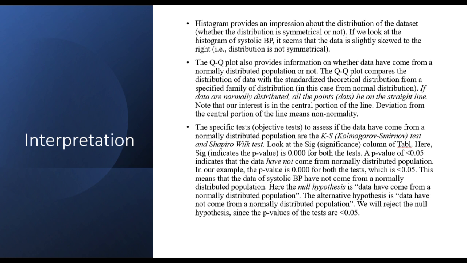In our example, the p-value is 0.000 for both the tests, which is less than 0.05. This means that the data of systolic BP have not come from a normally distributed population. Here, the null hypothesis is that data have come from a normally distributed population. The alternative hypothesis is that data have not come from a normally distributed population. We will reject the null hypothesis since the p-values of the tests are less than 0.05. Thank you.